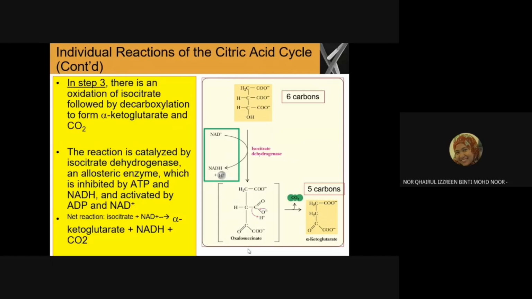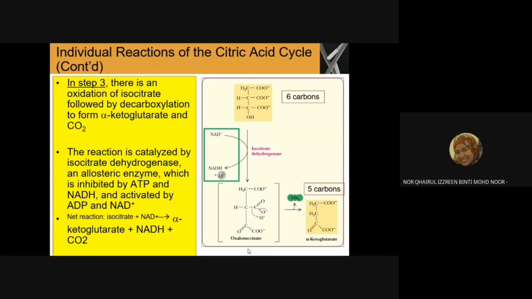So this reaction is catalyzed by isocitrate dehydrogenase, which is an allosteric enzyme. When we talk about an allosteric enzyme, we must have an inhibitor and an activator. Here the inhibitors are ATP and NADH, and the activators are ADP and NAD+. So it depends on how high the levels of those substrates are.